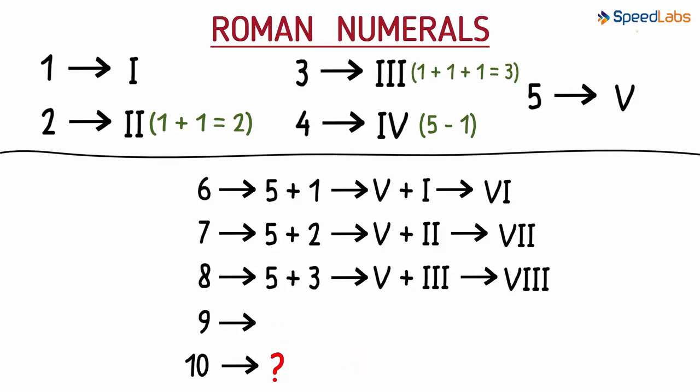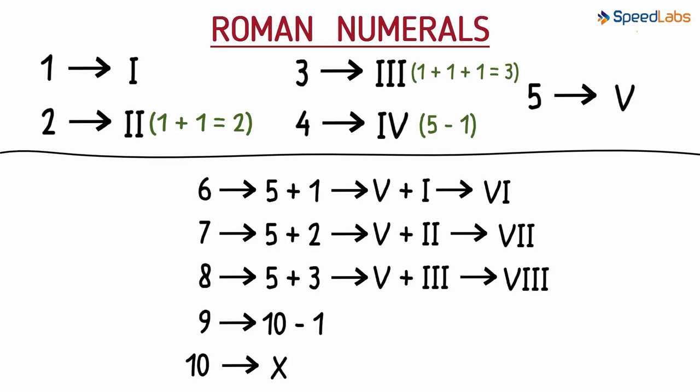Did you write the numeral 9 like this? Can we represent it as 5 plus 4? No, we can't. Don't forget the rule which says a symbol cannot be repeated more than 3 times. So we will have to represent number 9 as 10 minus 1. But wait, what's the symbol for 10? 10 is written like this in the Roman numeral system, like the letter X.